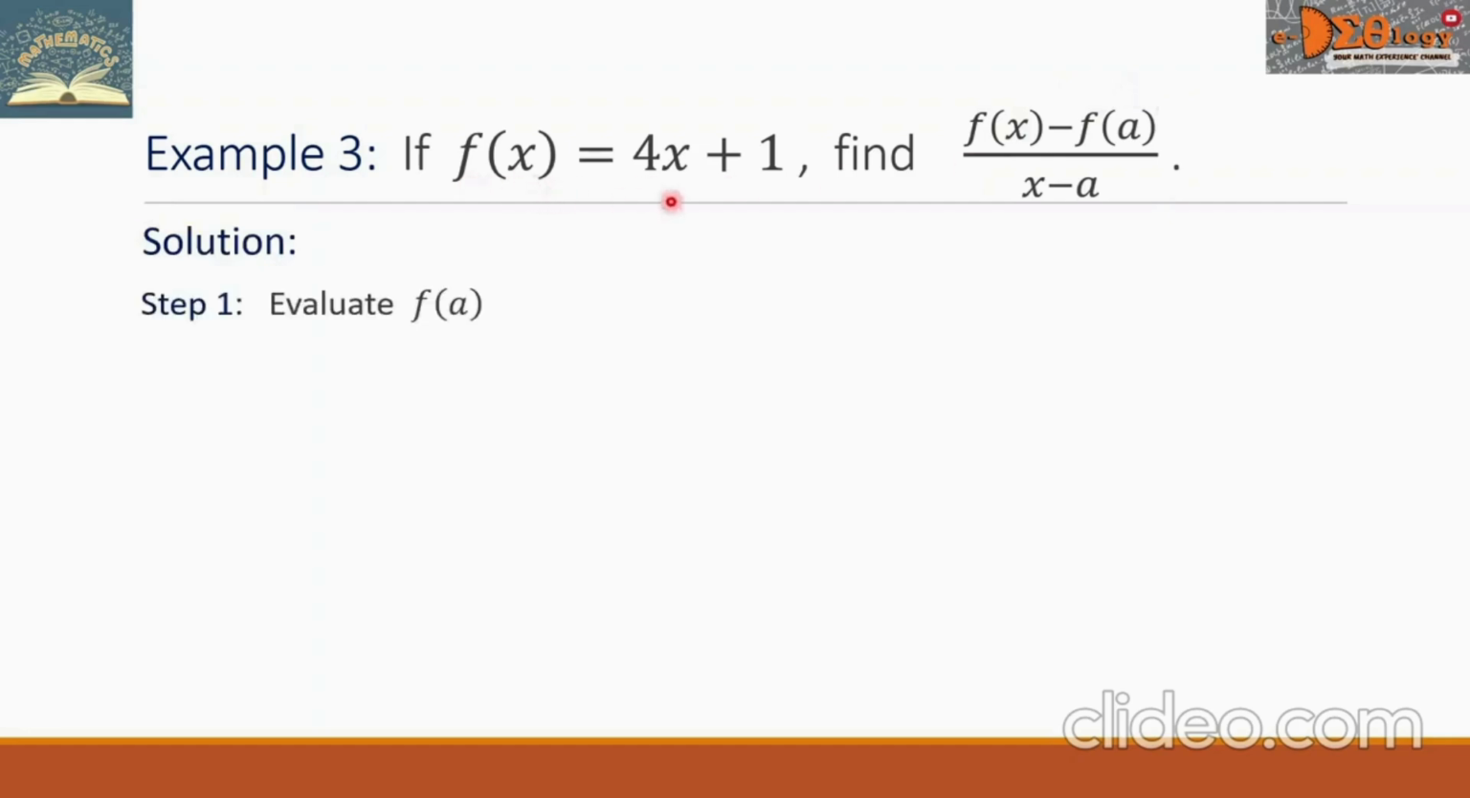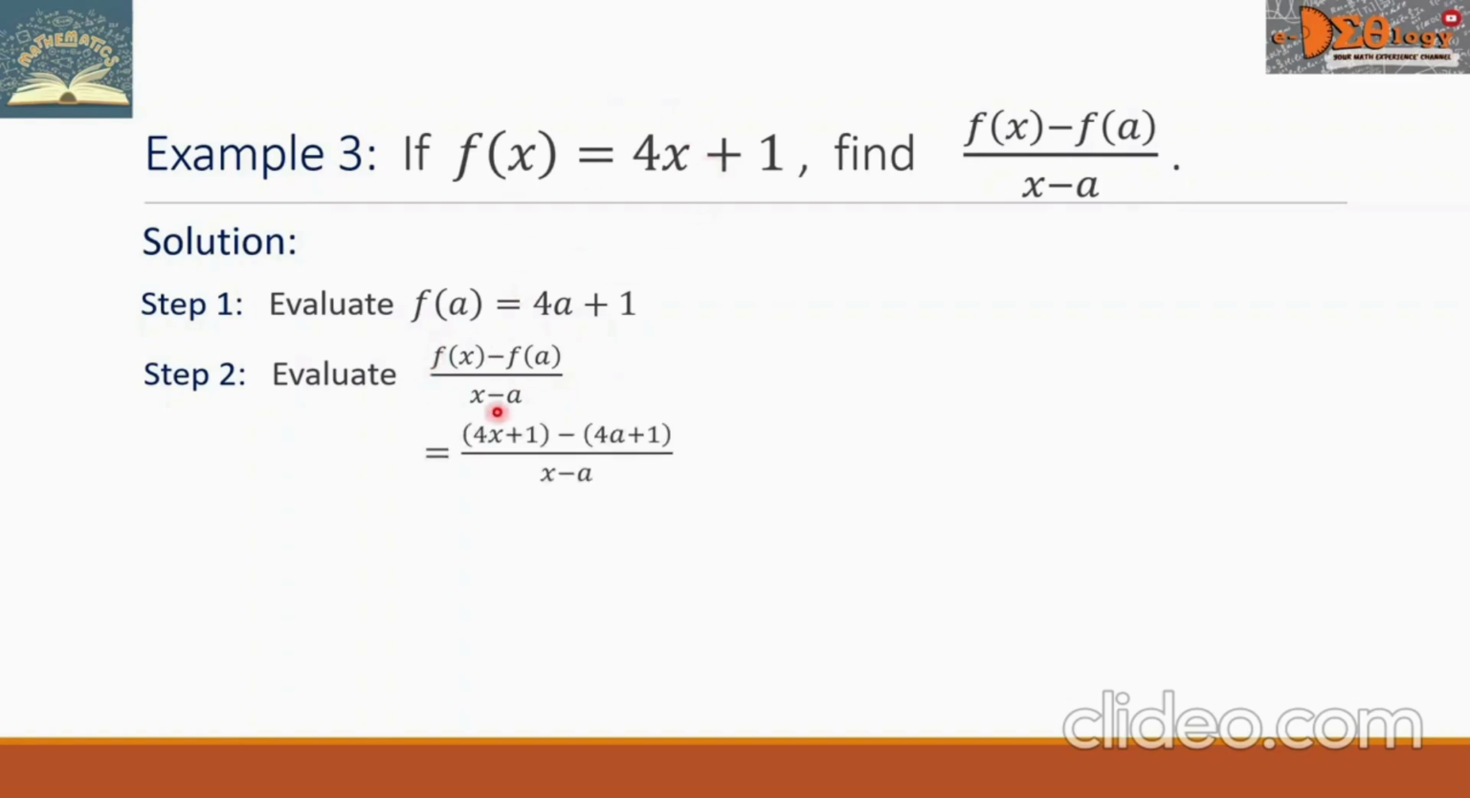So, f of x, the value is 4x plus 1. Therefore, the f of a is 4a plus 1. We know that we are just simply changing the x by the value a. So, we proceed directly to evaluating our difference quotient, the f of x minus f of a all over x minus a. Let us substitute the values. So f of x is the given function, that is 4x plus 1, minus the f of a, the value from step 1, 4a plus 1, all over the denominator x minus a.